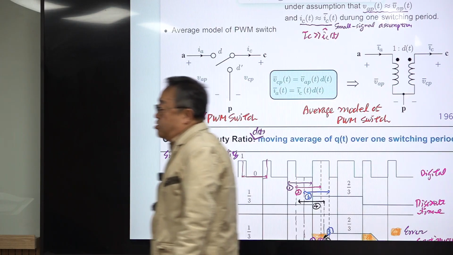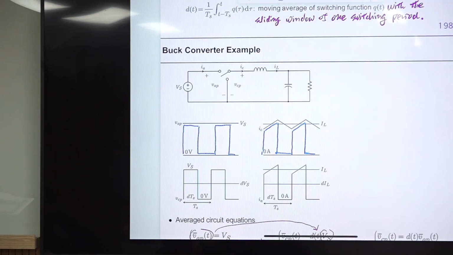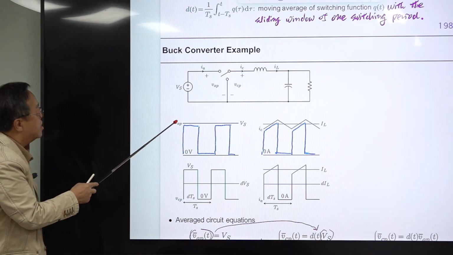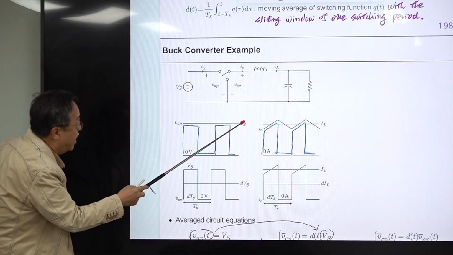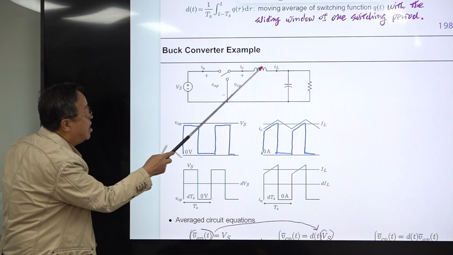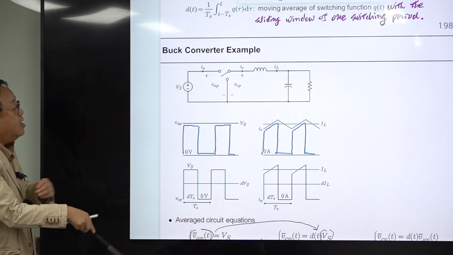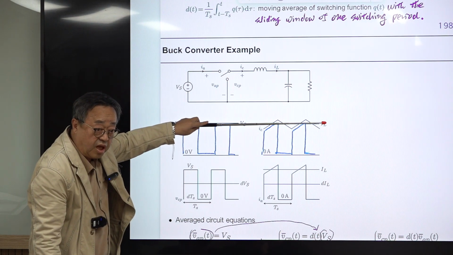So here is a buck converter. Here is the buck converter waveform. First, forget about this part. This blue line is not there. Then VAP is DC VS. The average value of this is VS. And this is IC, which is the same as the inductor current IL. Then the average value of this is IL, which is constant.